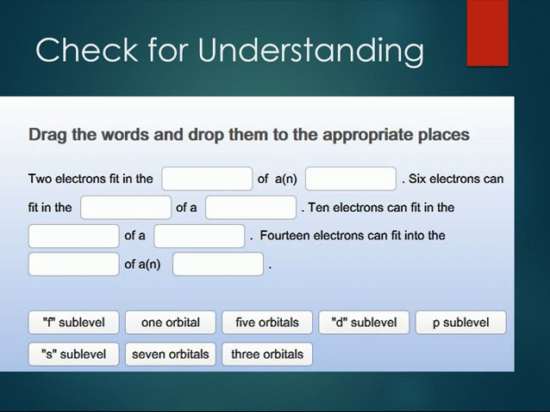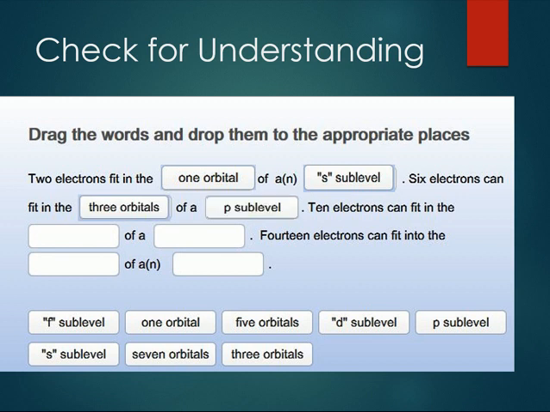Here we go to complete this sentence. 2 electrons fit in the 1 orbital of an S sublevel. S sublevel has 1 orbital. 6 electrons can fit in the 3 orbitals of a P sublevel. 10 electrons can fit in the 5 orbitals of a D sublevel. And 14 electrons can fit in the 7 orbitals of an F sublevel.